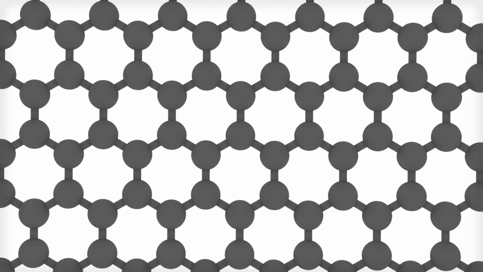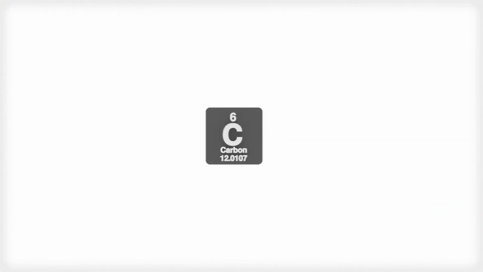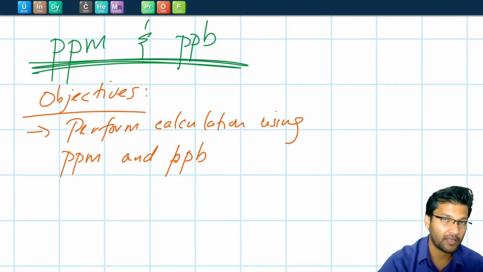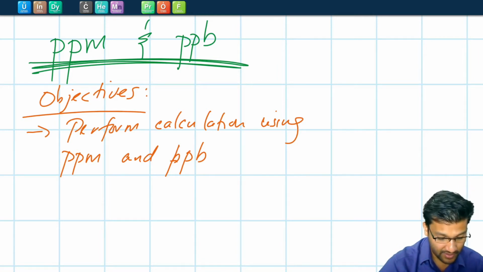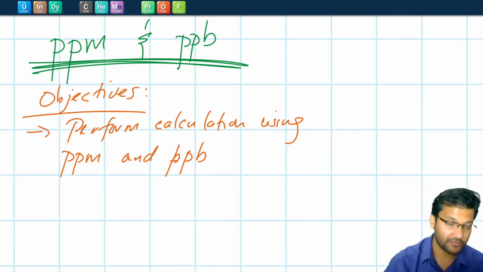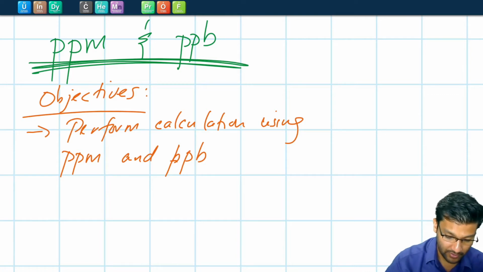Hello students, this is Professor Chalai, and in this video we're going to wrap up our discussion on different types of concentration units by talking about parts per million or ppm and parts per billion or ppb. By the end of this video, you should be able to perform various calculations using ppm and ppb. As always, you can follow along with our chapter 3 workbook.